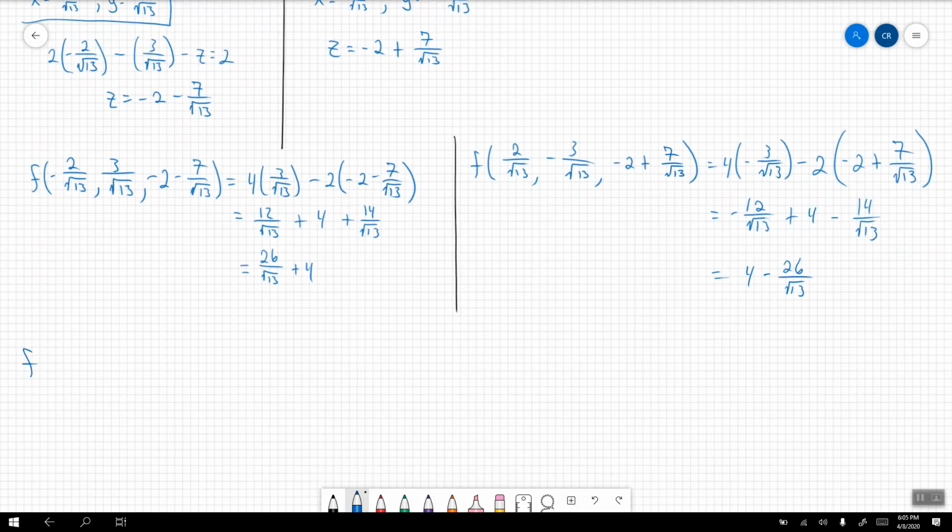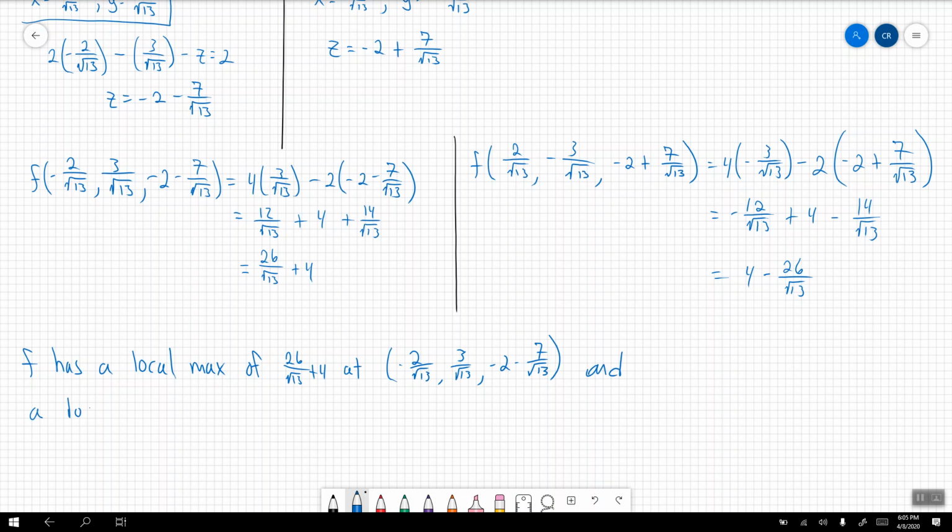So, f has a local max of 26 over root 13 plus 4 at the point negative 2 over root 13, 3 over root 13, negative 2 minus 7 over root 13, and a local minimum of 4 minus 26 over root 13 at the point, and we get something very similar there, which is 2 over root 13, negative 3 over root 13, and then negative 2 plus 7 over root 13. There we are. That's all there is.